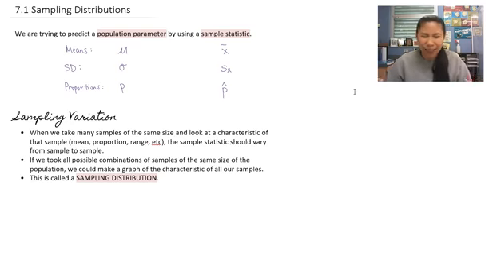And it's very abstract because how would you ever get all the different combinations of that same sample size from the population? Physically, it is impossible, because if your population is large, I don't know how you would get that in real life. So I want to do a little demonstration to show you a little more concretely what this would look like.